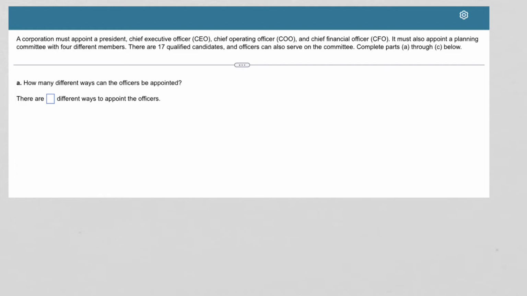And there's 2 different ways to approach this. The first way is to use the multiplication rule. And that says to multiply the number of ways the first task can be done. So in this case, that would be 17, because there's 17 possibilities for president, times the number of ways to do the second task.